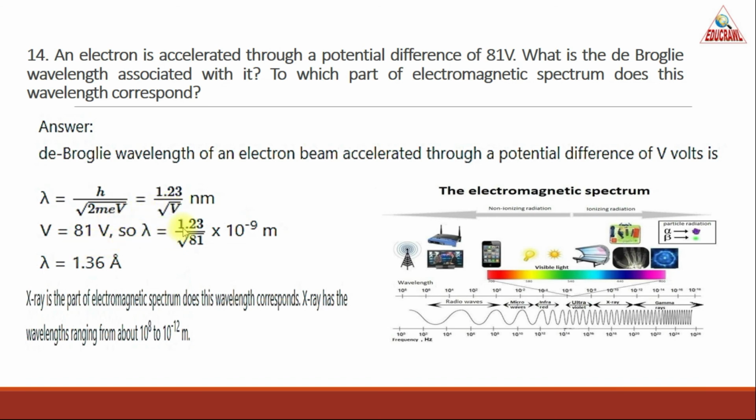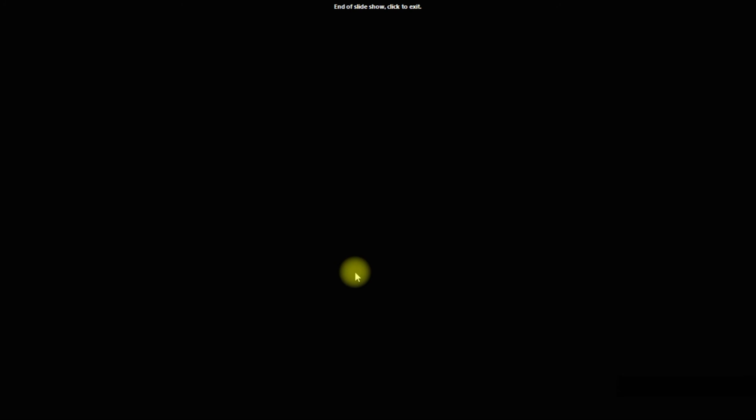Now we know the formula for lambda is equal to 1.23 divided by square root of V. V value is given as 81. Hence, substituting this, we get lambda is equal to 1.36 Angstrom. This wavelength corresponds to the X-ray. Hence, X-ray is a part of electromagnetic spectrum, and this wavelength of 1.36 Angstrom corresponds to the X-rays. And X-ray has the wavelength ranging from 10 power 8 to 10 power minus 12 meter.